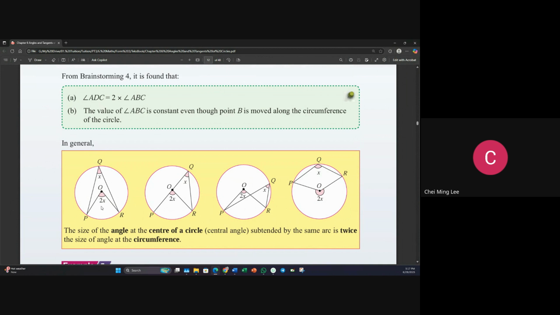Normally, this one is x, this one should be 2x. Same goes here. Same arc, to the side it is x, to the center it becomes 2x. Okay? Similar as well, and similar as this one as well.